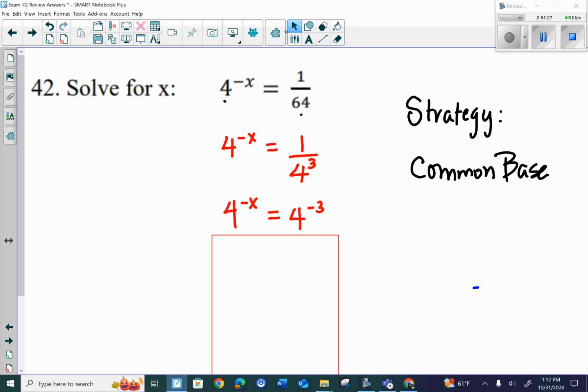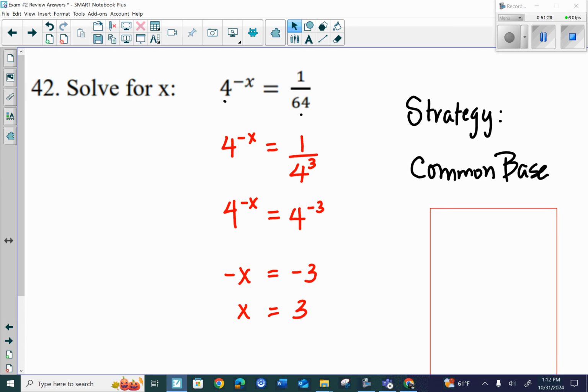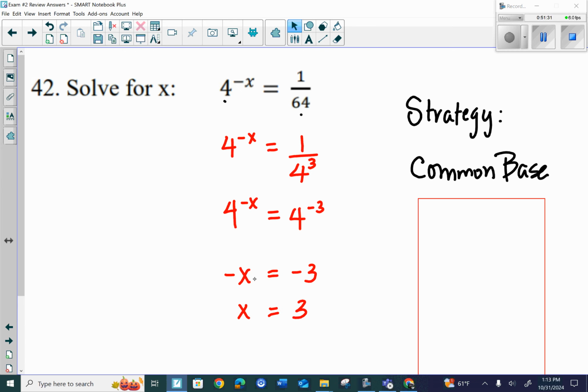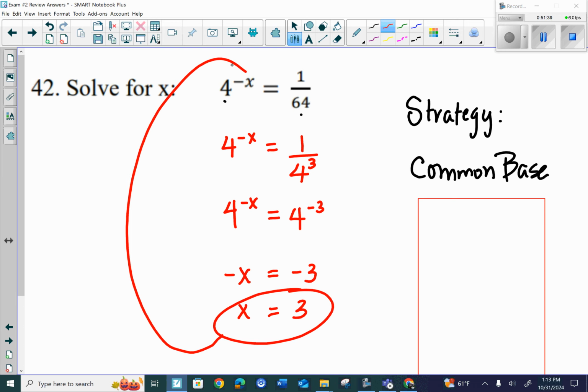Just looking at that, you should be able to see that x is equal to 3. Since negative x had to equal negative 3, x is equal to 3. And this was so easy, you should always take easy ones back and plug it in. 4 to the negative third. That would be a very easy one to figure out.